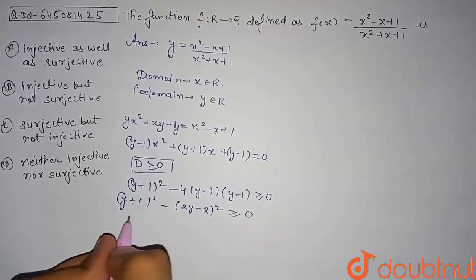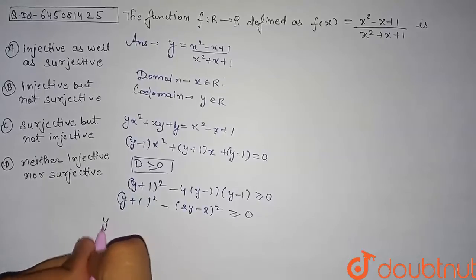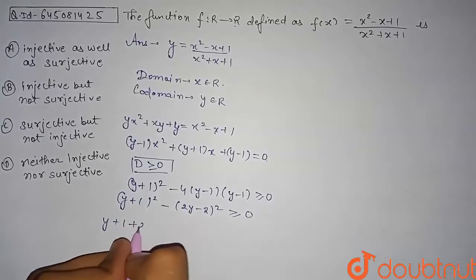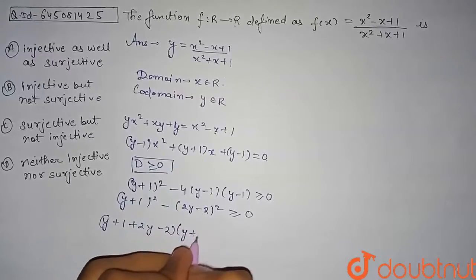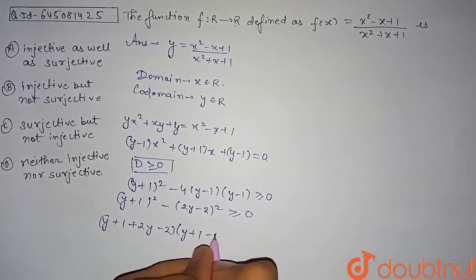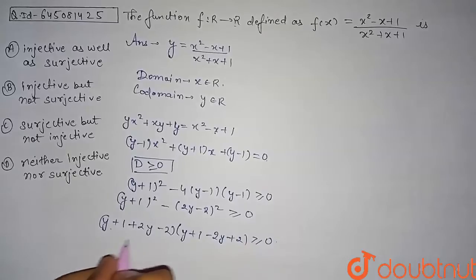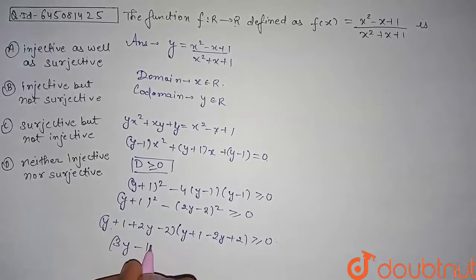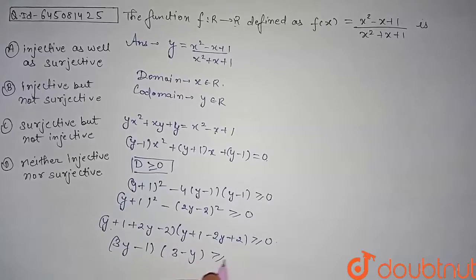So here we will use the identity (a + b)(a - b). So two factors will be there, that is (y + 1 + 2y - 2), and another factor will be (y + 1 - 2y + 2), and that must be greater than or equal to 0. So from here this will be y + 2y, that is 3y, and this will become minus 1. So 3y - 1, and here this will be minus y and 3. So this will be 3 - y, and this will be greater than or equal to 0.